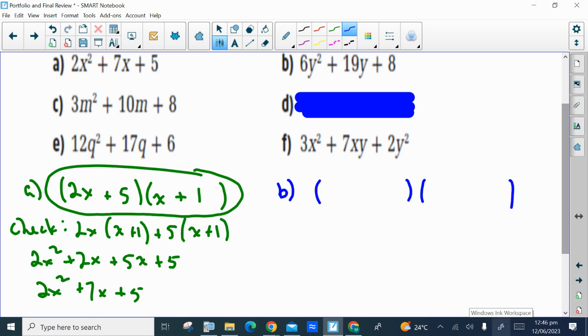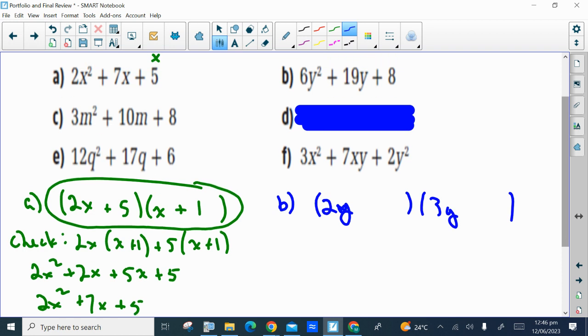The front terms multiply to get 6y squared. Now in this case, you could have 2y and 3y or 6y and 1y. I always start with the numbers that are closest together. 2y and 3y. They multiply to get your 6y squared. Now I'm looking for two numbers that multiply to get positive 8. So that could be 2 and 4 or 1 and 8.